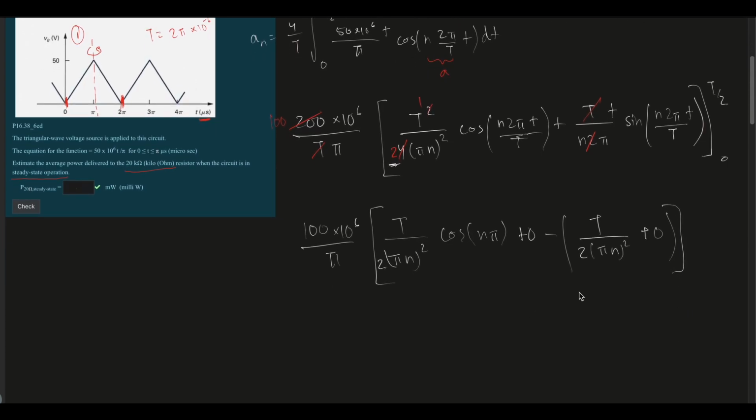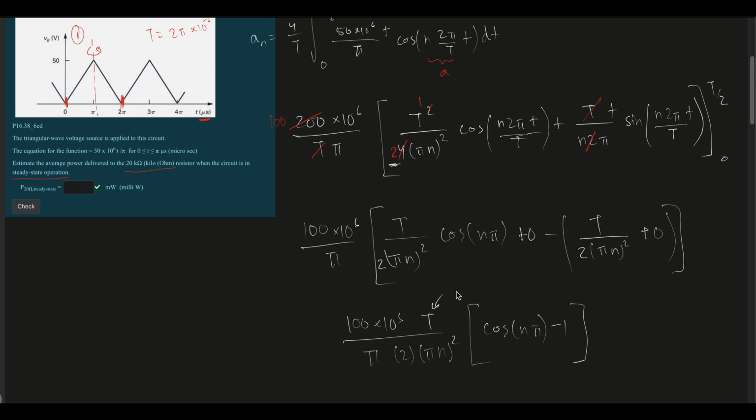And now what we can do is simplify this a little bit. We can factor out everything. For the T over 2 pi n squared, we can factor that out. So we're going to have 100 times 10 to the 6th divided by pi. And then we're going to have T, and then we're going to have 2, and then pi n squared. And then inside of here, we're going to have cosine n pi minus 1. Oh, sorry, this should have a parenthesis around that, not around the whole thing. So this is what we're going to have.